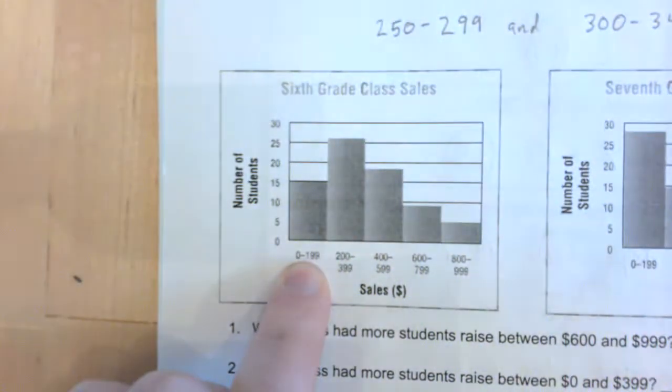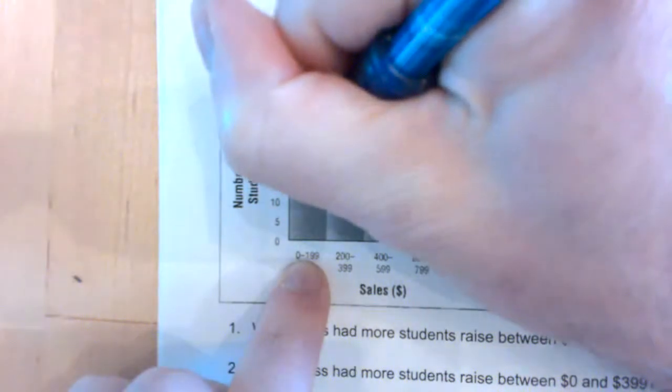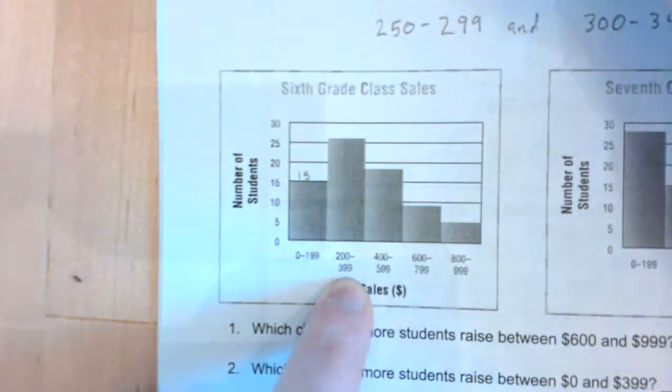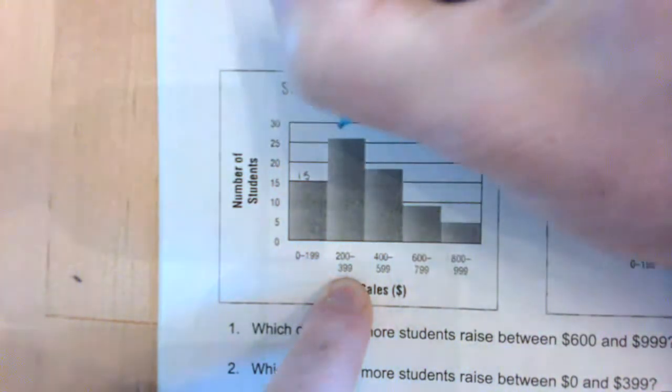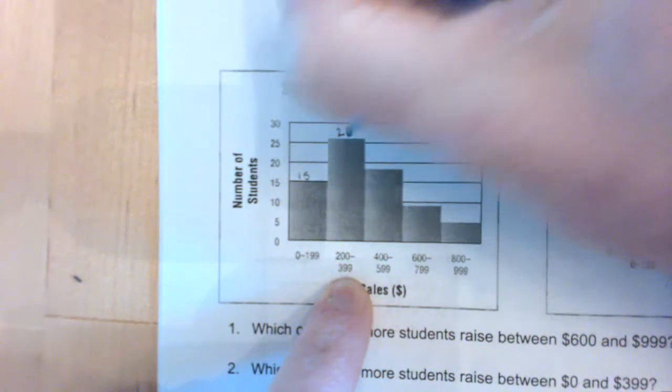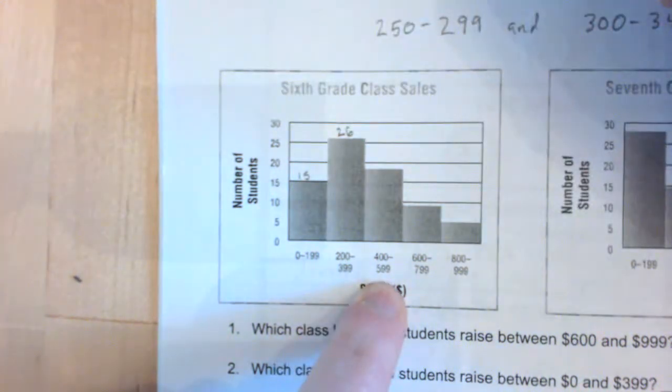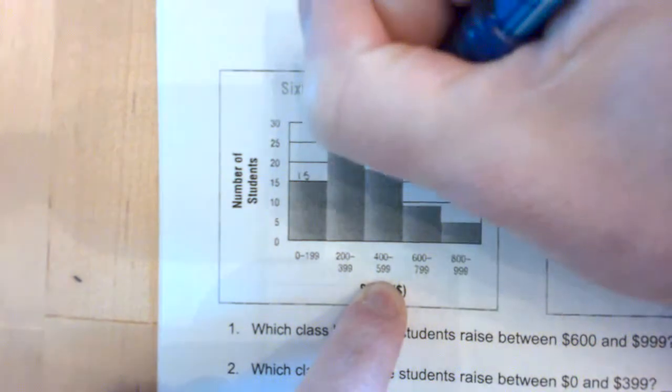The first one's a little easier. It's 15. So we're at a little 15 here. 200 to 399 is going to be like 26, it looks like, 26. 400 to 599, I'd say, is about 18.